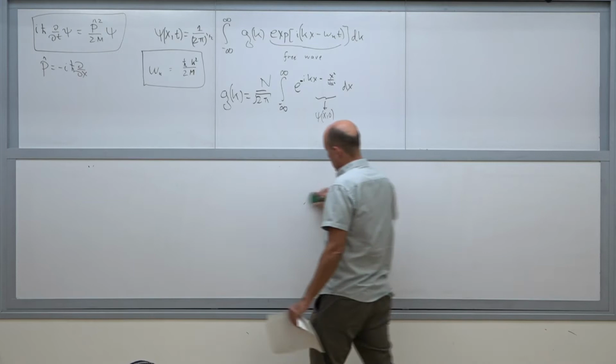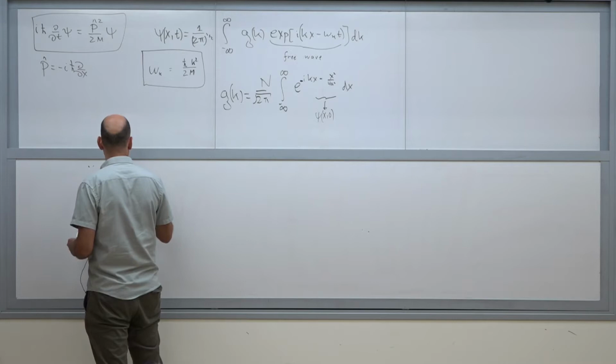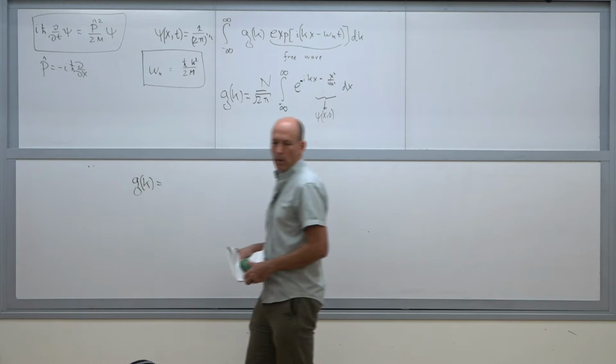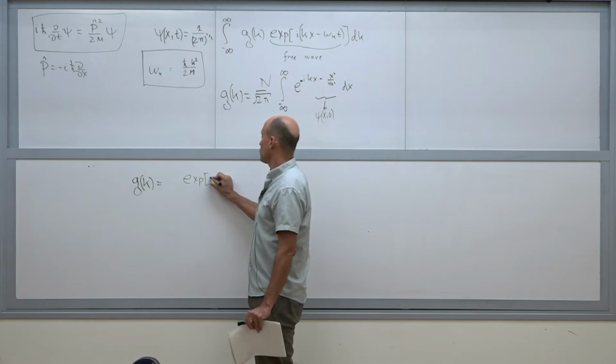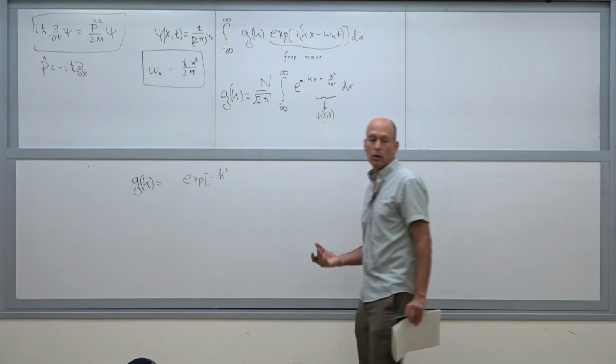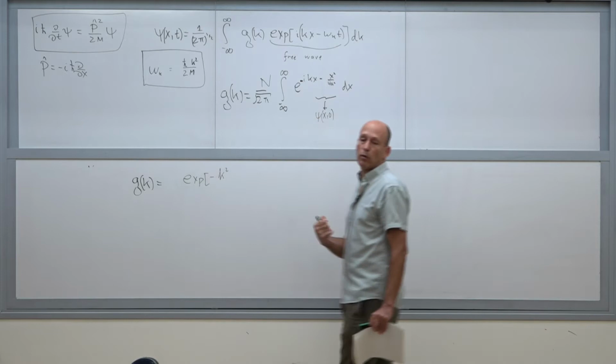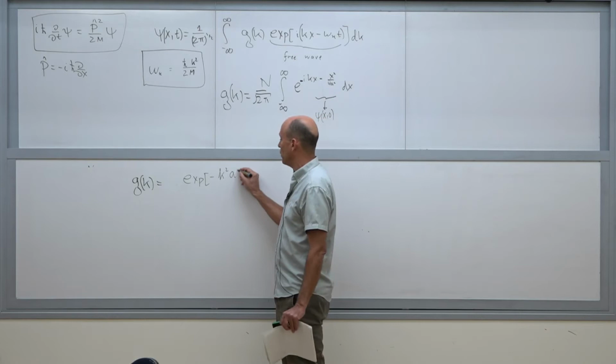You can immediately write g of k. Maybe you don't remember the numbers, but you know the units. So it's a Gaussian, right? So it's some exponent. Because it's Gaussian in x, also in k it is Gaussian. So I have here k squared. Now what will appear here? k has units of one over position. So the only thing that has position here is a. So here I'll have a squared.